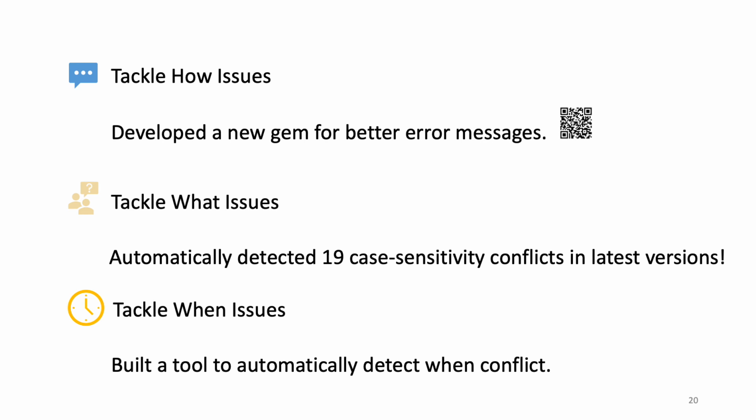To tackle the how issues, we developed a new gem that offers better default error messages and is well received in our user study. For the what issues, we have automatically detected 19 case sensitivity conflicts in the latest versions, and they are confirmed by real-world developers. And to tackle when issues, we have built a tool to automatically detect when conflicts.